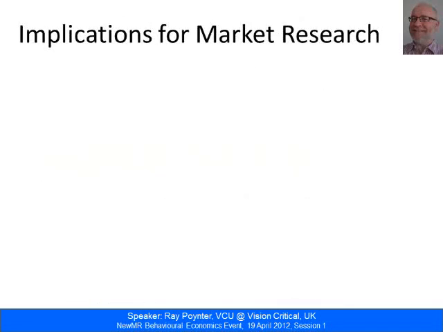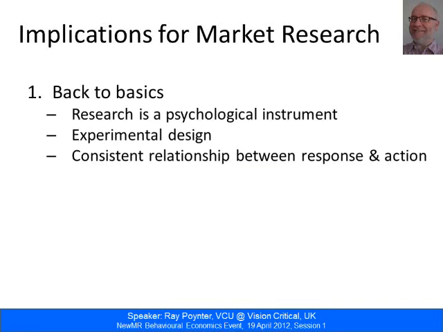So, what are the implications for market research? Well, I think there are two implications. The first of these is that we need to go back to basics. Market research is about applying psychological instruments in order to be able to measure things. We need to think about experimental design. We can't just do research. We need to think about why it would work that way, why it would be helpful, have we designed it properly. What we're looking for is a consistent relationship between responses and action.